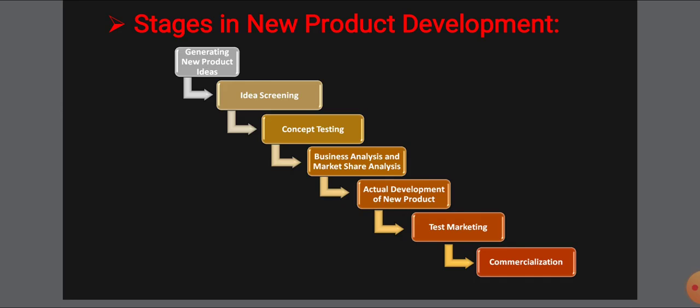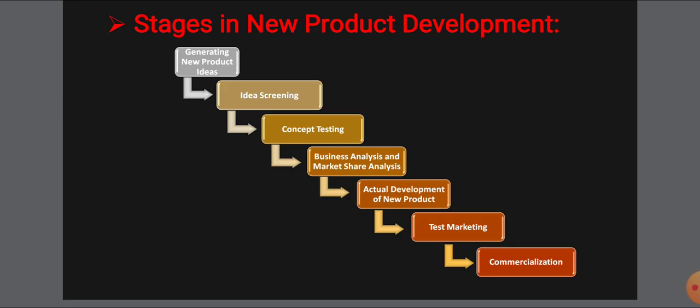Now the development of the new product will be done in different stages. Generally 7 stages are there. Those 7 stages are mapped in this diagram. The first stage is generating the new product idea. The second stage is that whichever ideas are generated, idea screening will be done. After that, the third stage is concept testing. The fourth stage is business analysis and market share analysis.